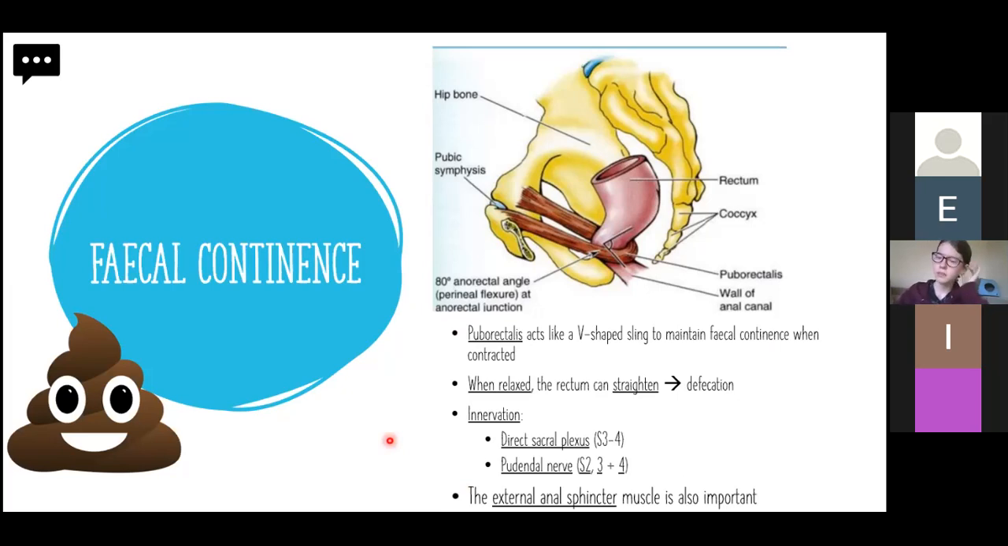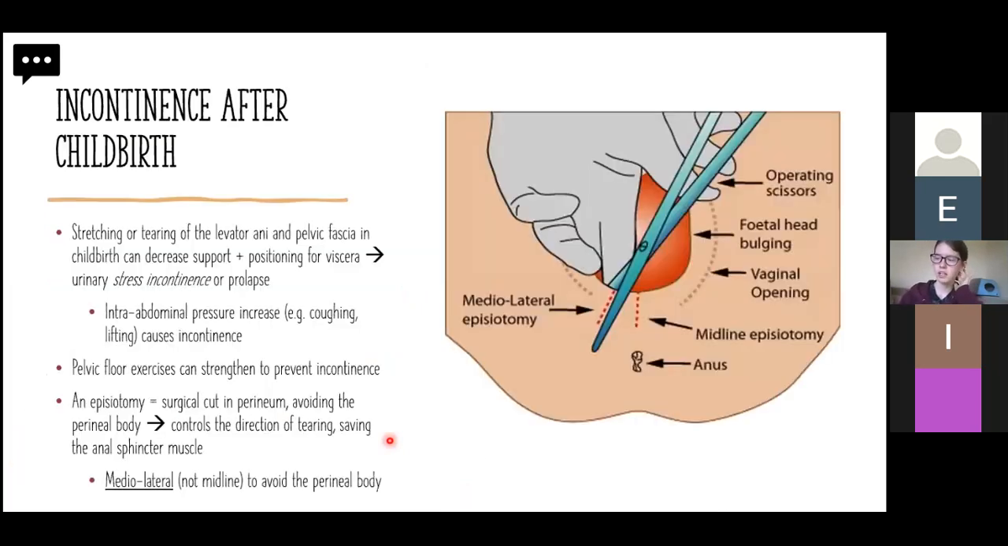Incontinence after childbirth. As you can imagine, squeezing a massive baby's head through your vagina is quite difficult, and sometimes you can get tears in the process. Usually when there is a tear, it'll go down the middle. And why is that bad?